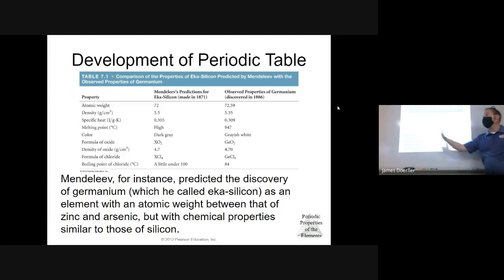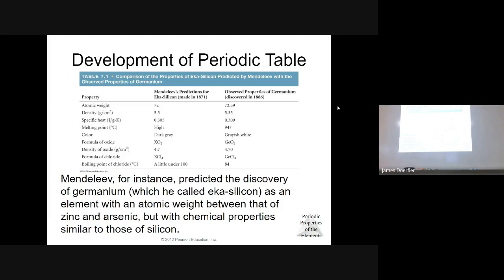His prediction for this unknown element was an atomic weight of 72, a density of 5.5, the specific heat, the melting point, the color even, the potential formula, and it goes on from there. Come to find out, he was almost spot on. His prediction of atomic weight of 72, the actual atomic weight of germanium was 72.59. The density where he says 5.5, actual 5.35. Because the table was set up in such a way, he was able to make very accurate predictions of what these unknown elements should be in terms of their properties, even down to their color. Where he says a dark gray, well, in fact, it's a grayish white. Still gray in color.